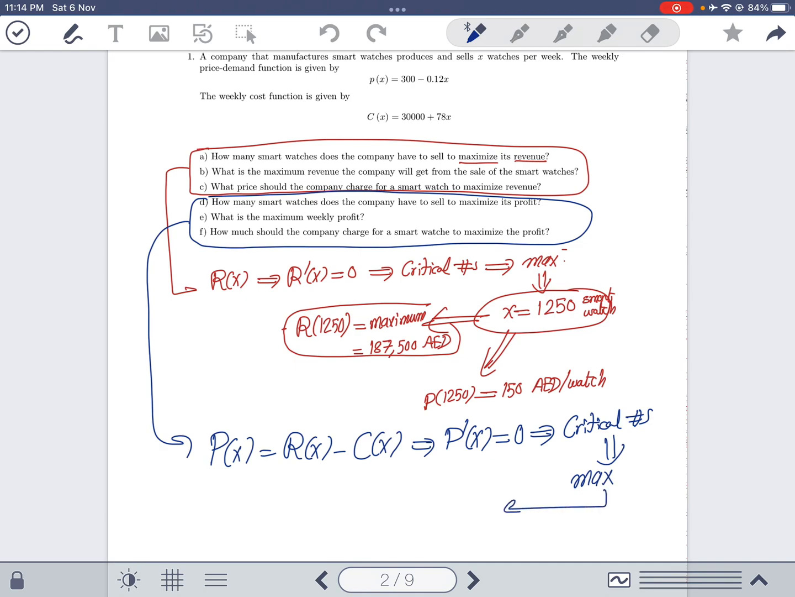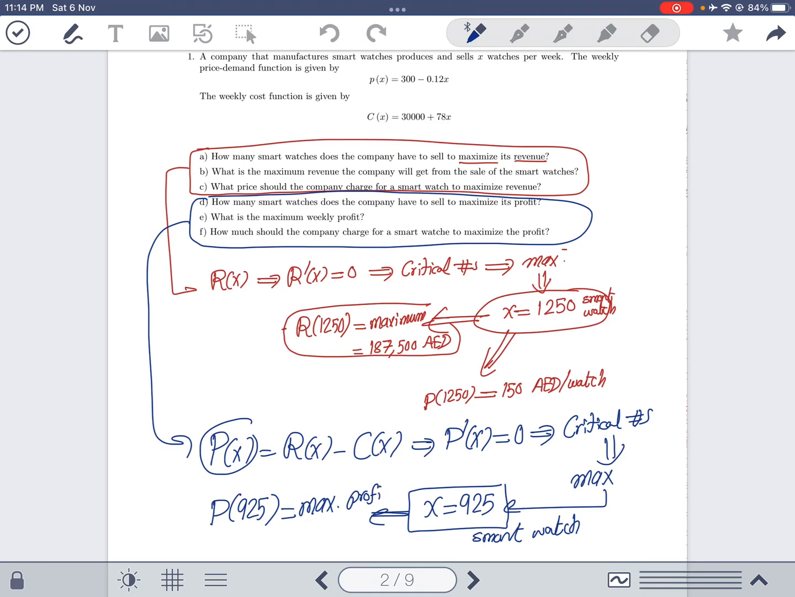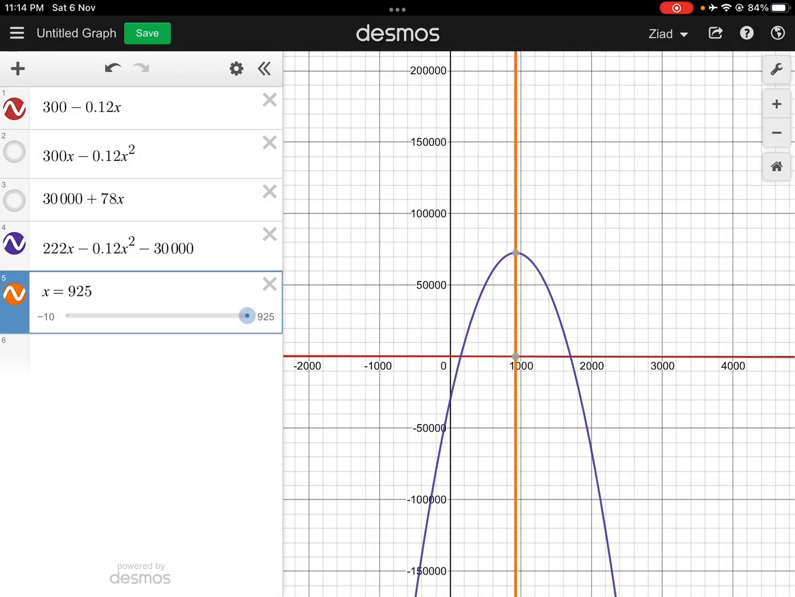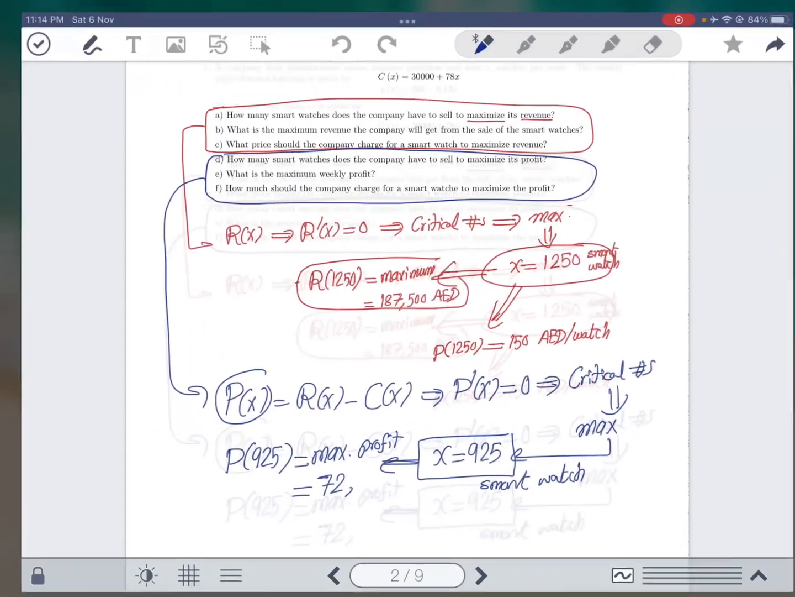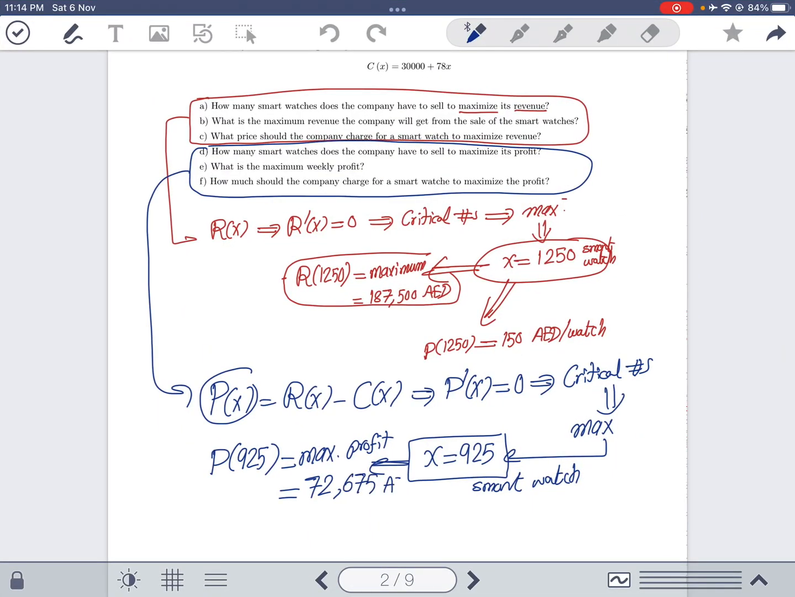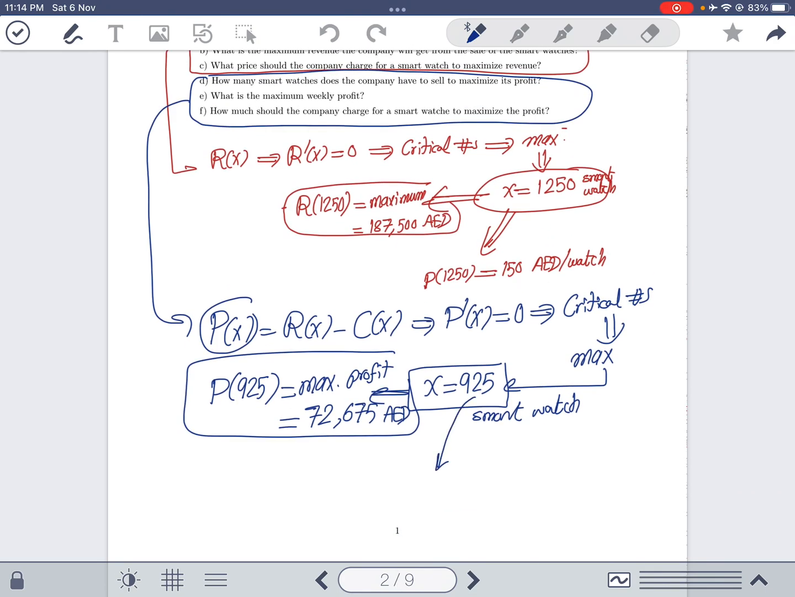And in our case, for the profit, remember, the maximum occurred when X is 925 smartwatches. So when the company produces 925 smartwatches, we will get the maximum profit. This will be the maximum profit, and if you remember, it was 72,000 something. So I can quickly get it just from here. 72,675 dirhams. That's the maximum profit possible. And at this production level, what should they charge per watch?